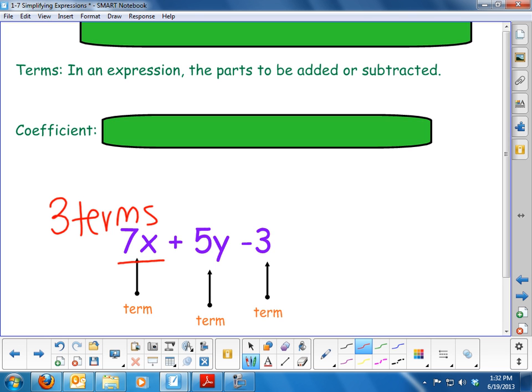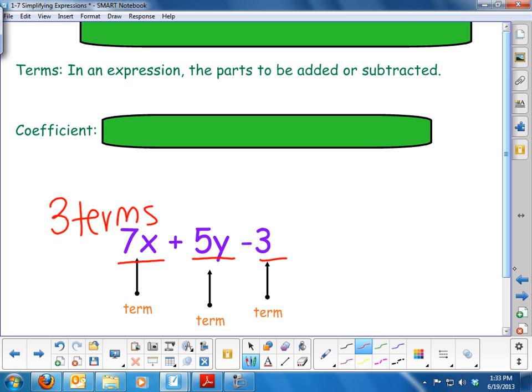7x is a term because it is being added to another term, which is 5y. And then after that we have a 3, which was being subtracted. So when you have addition and subtraction signs in an expression, they separate terms from each other. So three terms, three different parts in that expression.